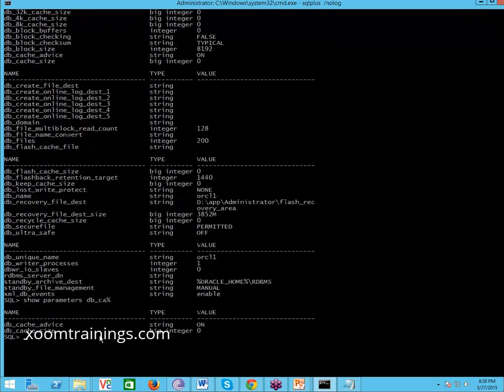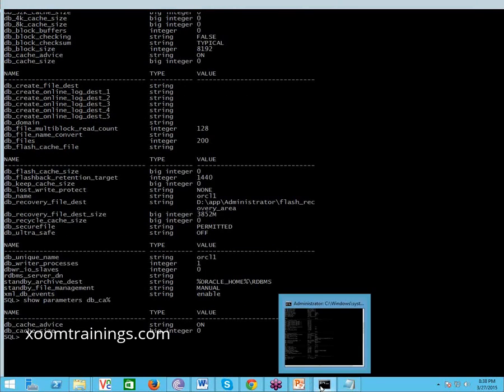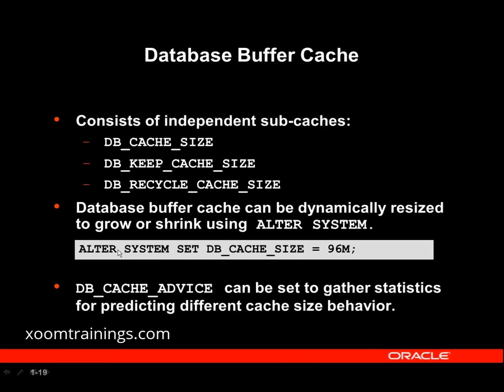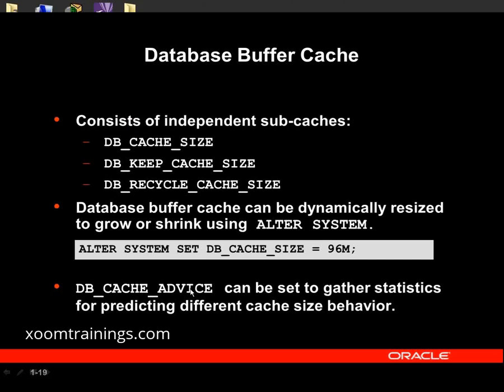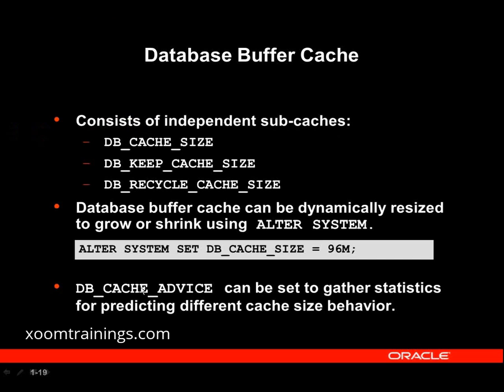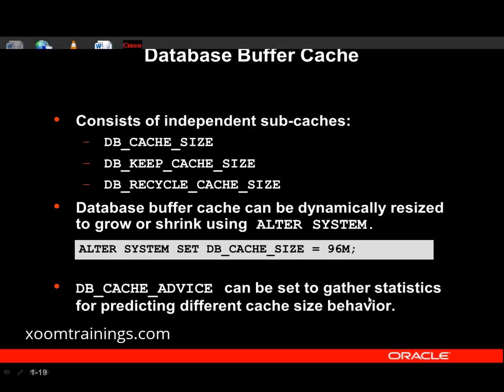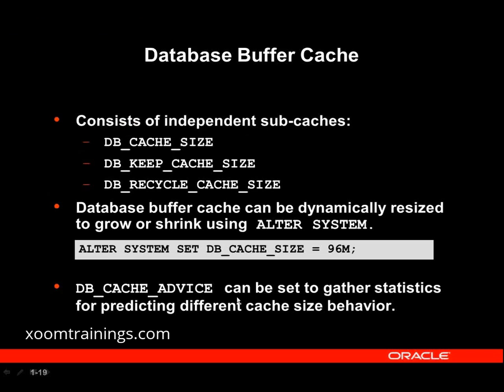If you want to set that manually, we could do similarly. Previously, I set some granules. With alter system, we could set DB cache size to 90 megabytes. DB cache advice is actually beyond this scope, but it is required for tuning purposes. You can get advice by gathering statistics, and gathering statistics on memory components is very important to tune the database performance.